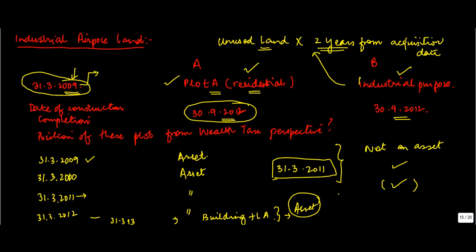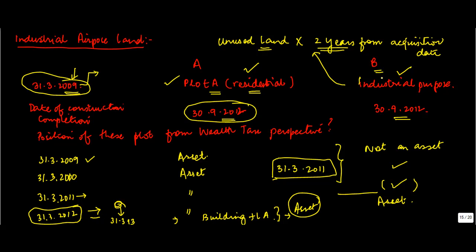But 2012, because 2 years have elapsed, therefore this land will become an asset. Right? So on 2012, this will become an asset. Right? But what happens on 31/3/2013? Now this is interesting.